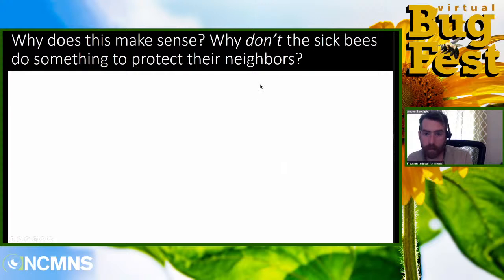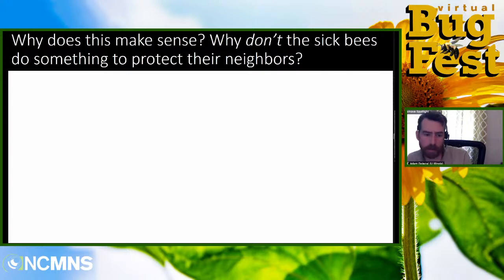So why does this make sense? Why would the behavioral response be totally different inside the colony versus outside the colonies? Why would bees be able to protect themselves from disease transmission within their colony, but then do behaviors that increase the movement of pathogens to other colonies?